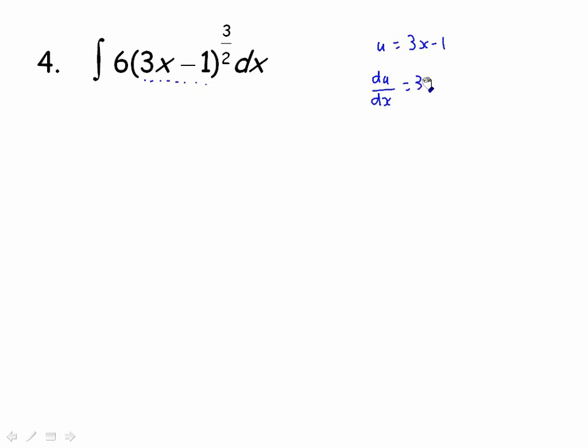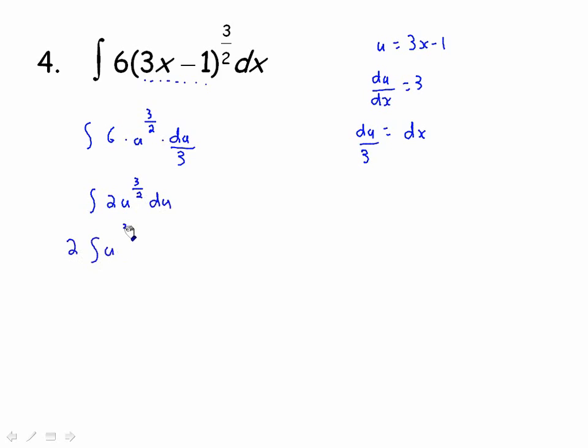du dx is equal to 3. So dx is equal to du over 3. So this would simplify to 6 times u to the 3/2. Our dx gets replaced with du over 3. So this becomes the integral 2 u to the 3/2 du. So I'm going to bring the 2 out, just u to the 3/2 du.